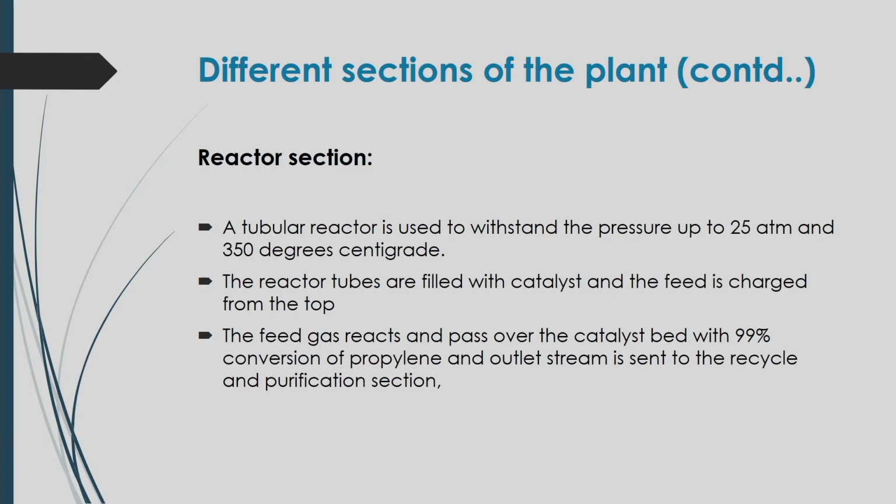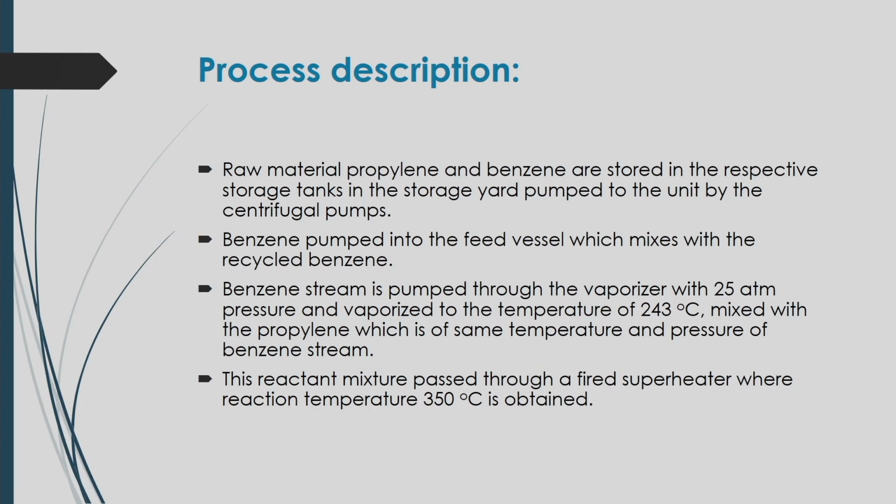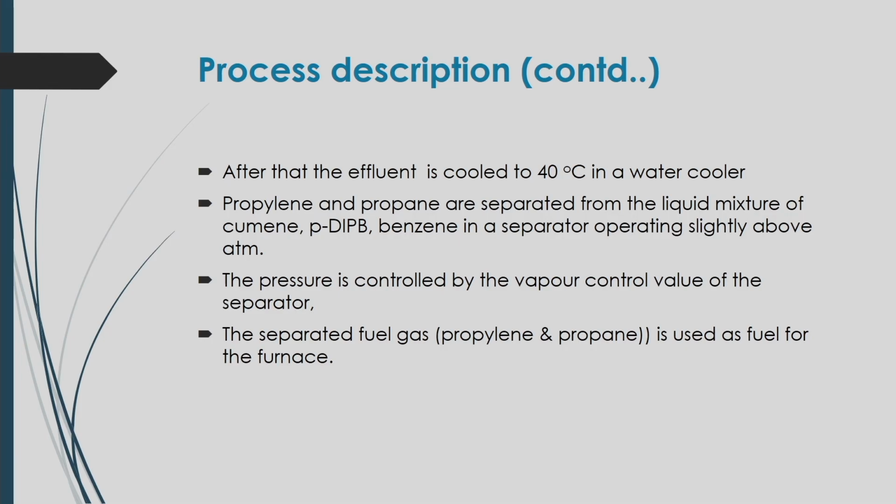And in the reactor section, the pressure up to 25 atmospheric pressure will be considered, and the reaction will be done at 350 degrees Celsius. And from that, after purification, we are getting 99.9% cumene. Now the separation and purification section involves the flash drum, benzene distillation column and cumene distillation column, and we have described that process here, and the details of the process description we have given in the previous lecture.